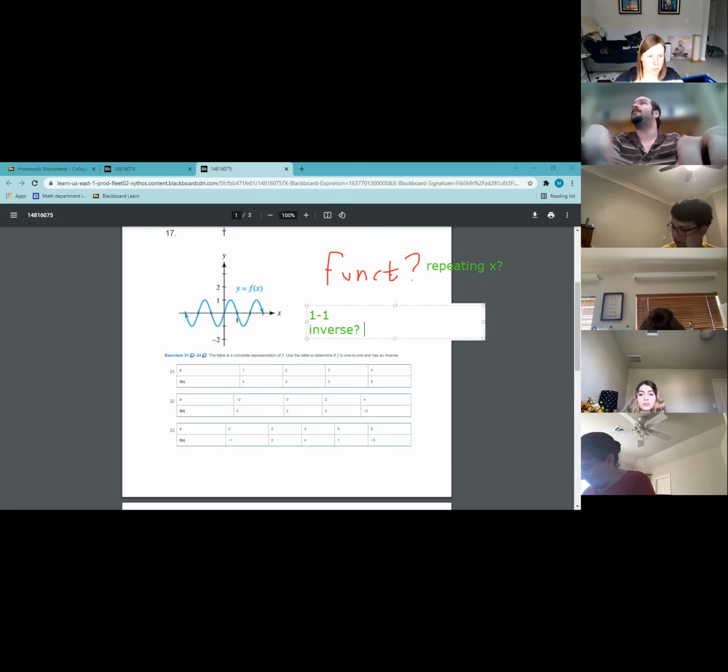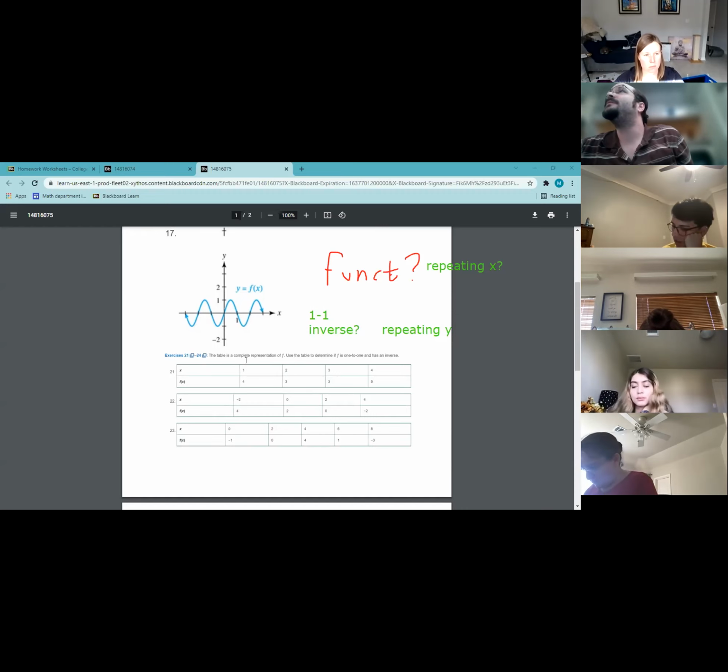Here the X is not repeating. We're going to look for repeating what? The Y's. Okay. So this table is a complete representation of F. Use the table to determine if it's one-to-one and has an inverse. So we've already established that's the same question. All right, so go through it. 21, does that have an inverse?